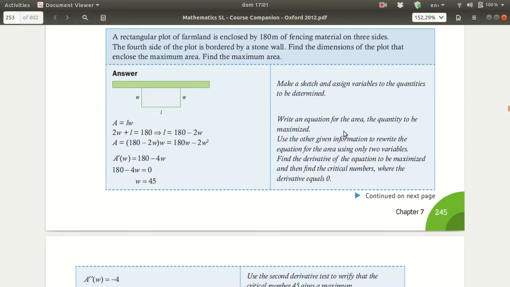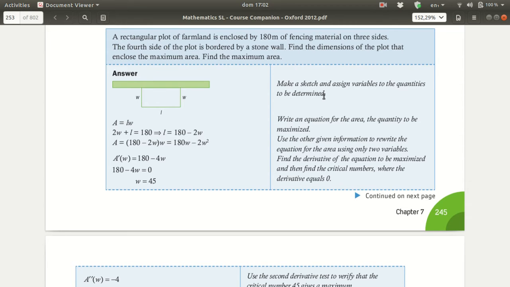Okay, so in this example we have a rectangular plot of farmland enclosed by 180 meters of fencing material on three sides. The fourth side of the plot is bordered by a stone wall. Find the dimensions of the plot that enclose the maximum area. Find the maximum area. So we see in the solution here a diagram of the situation. We have the stone wall and the three sides of fencing enclosing a rectangular area.